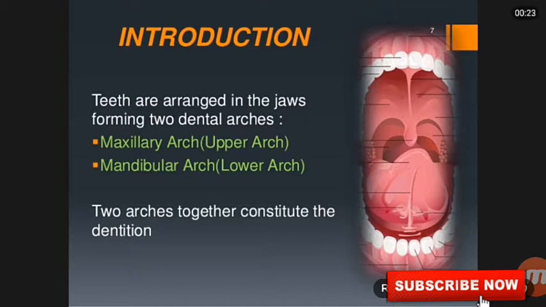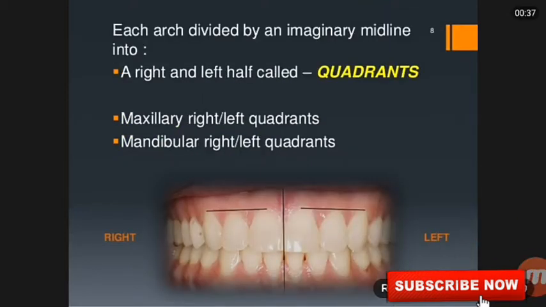We all know that teeth are arranged in the jaws, forming the two dental arches: the maxillary arch, which is the upper arch, and the mandibular arch, which is the lower arch. Each arch is divided by an imaginary midline into a right half and a left half, called quadrants: maxillary right and left quadrants, and mandibular right and left quadrants.